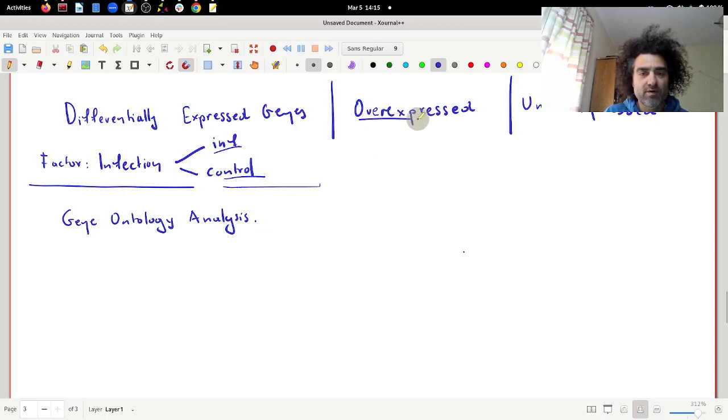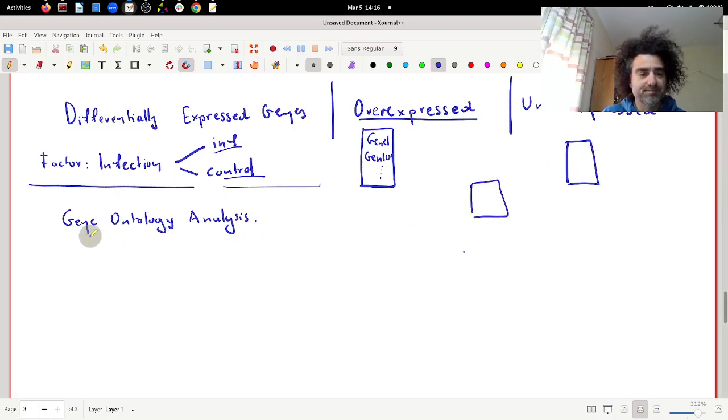Overexpressed genes means a list of genes, the names of the genes, so gene 1, gene 1001, and so on, that are highly expressed in the infection class compared to the control class. And this is another list. So a gene from the organism either will belong to this class or to this class, or to genes that are not differentially expressed.